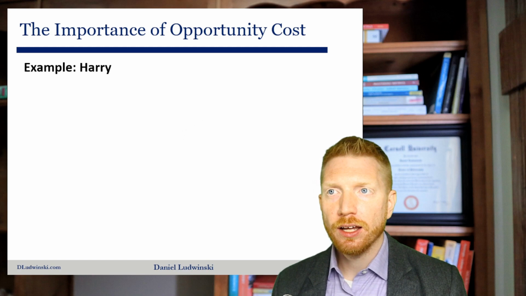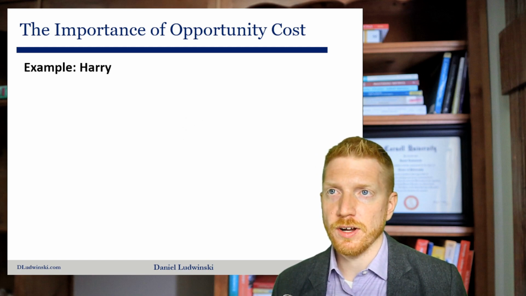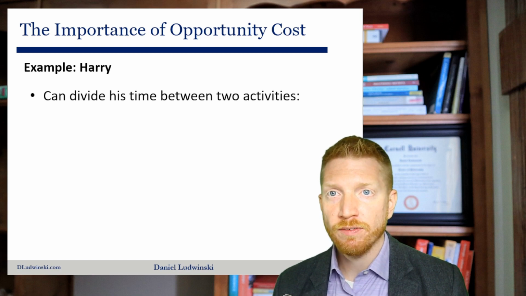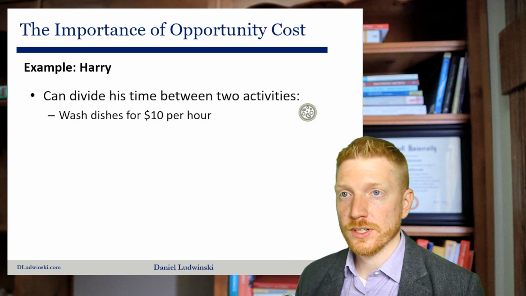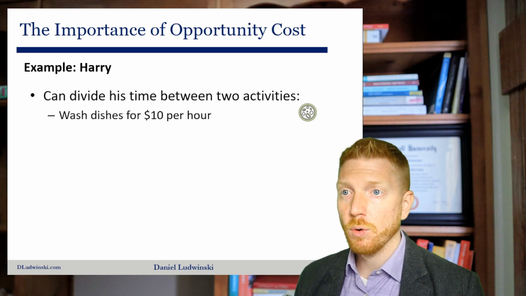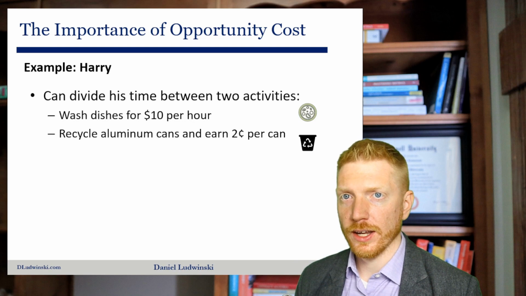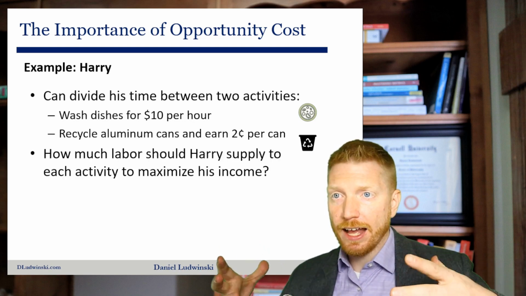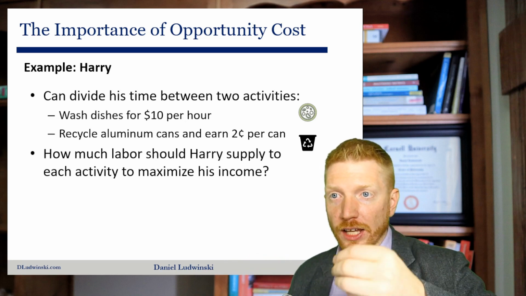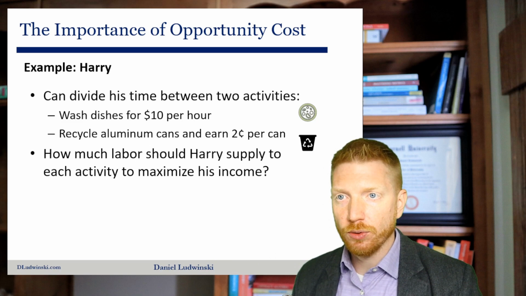So in this example, which is going to illustrate the importance of opportunity cost, Harry can divide his time between two different activities. He can wash dishes for $10 an hour, or he can find and recycle aluminum cans, and those get him 2 cents per can. So the question that we're going to be asking is, how much labor should Harry supply to each of these two activities in order to maximize his income?